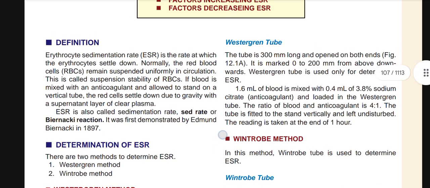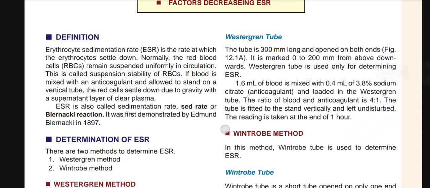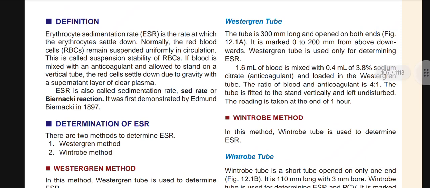So, what is ESR? Erythrocyte sedimentation rate is the rate at which the erythrocytes settle down. Normally the red blood cell remains suspended uniformly in the circulation, and this is called suspension stability of RBC. If blood is mixed with an anticoagulant and allowed to stand in a vertical tube, the red cells settle down due to gravity with a supernatant layer of clear plasma. ESR is also called sedimentation rate or SED rate or Bernanke reaction, and it was first demonstrated by Edmund Bernanke in the year 1897.